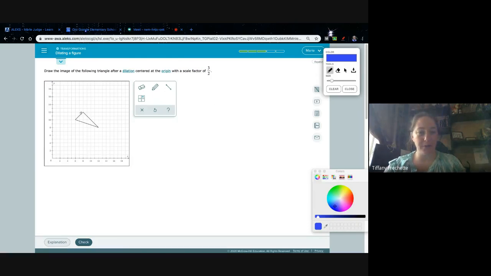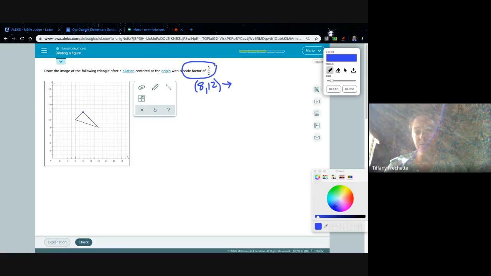All right, next, last one here. We'll start in blue on this one. So let's start with this one on the top here. So we need our coordinate. We're going to go right 8, up 12. 8, 12. And this time we have a scale factor of 2/3.